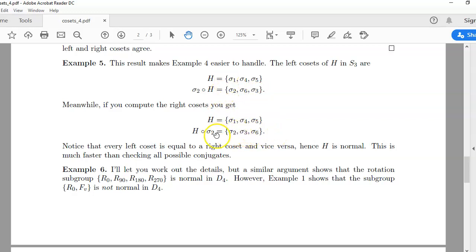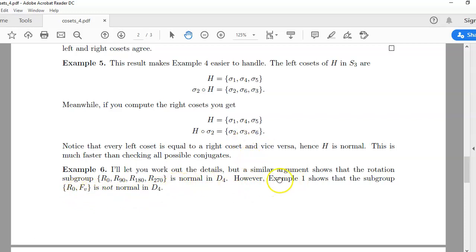So the left and right cosets agree. Well, that means that H is normal by proposition. So we're done. We now know that H is normal. This is much easier than checking all possible conjugations. Okay, I'll let you do the same thing, but a similar argument shows that the rotation subgroup is normal in D4. Okay, but this subgroup, R0 FV, is not normal in D4. You can use example 1 to see this fails to be closed under all conjugates.